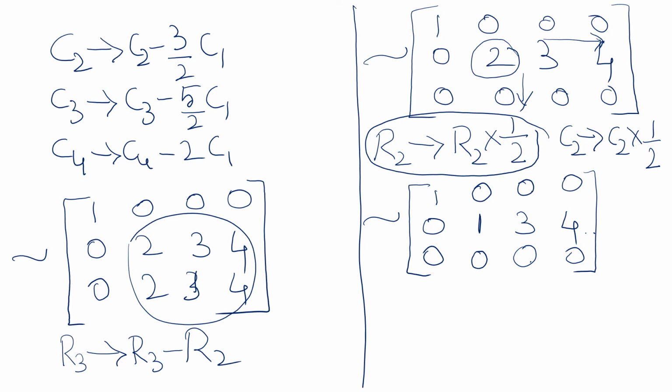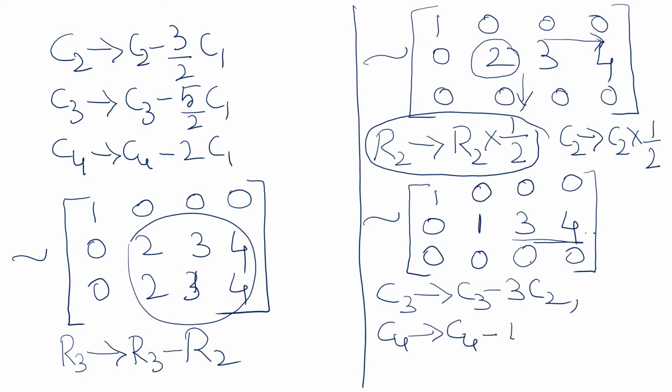What is the operation that we need to do now? Just to make these two elements 0. So how do you make this element 0? C3 is C3 minus 3 C2 and C4 is C4 minus 4 C2.